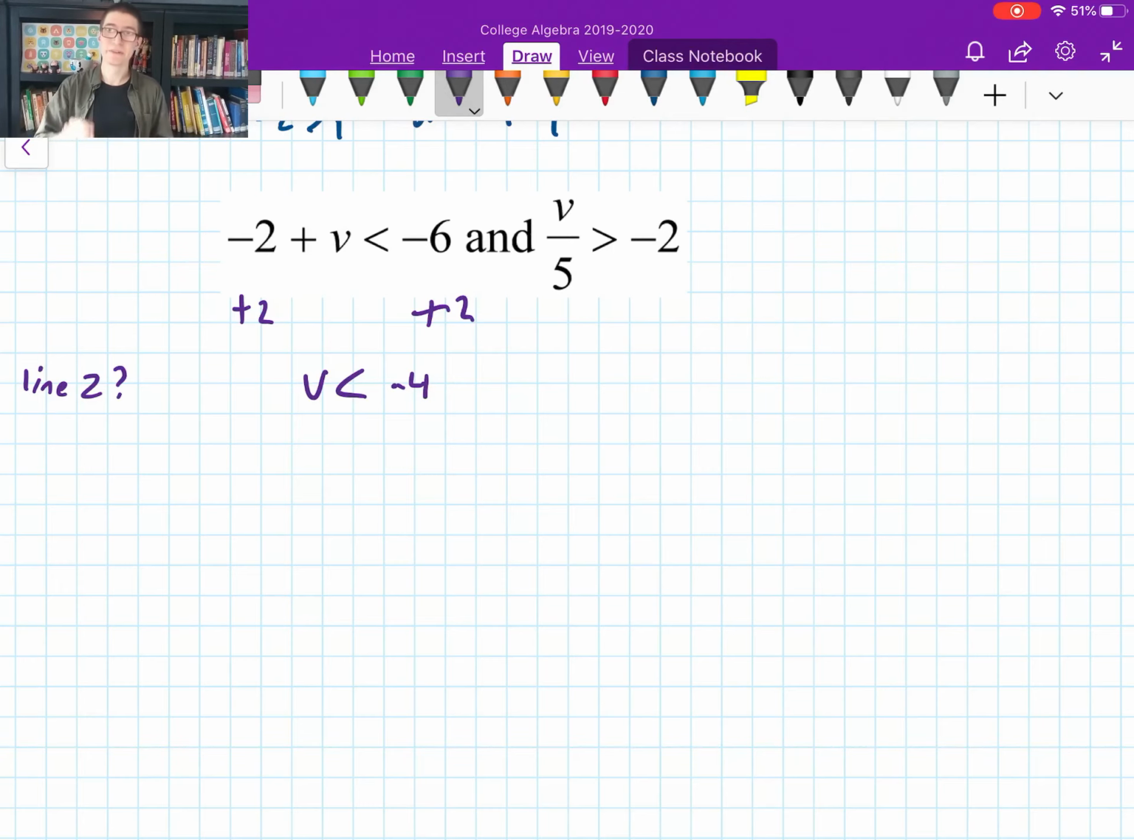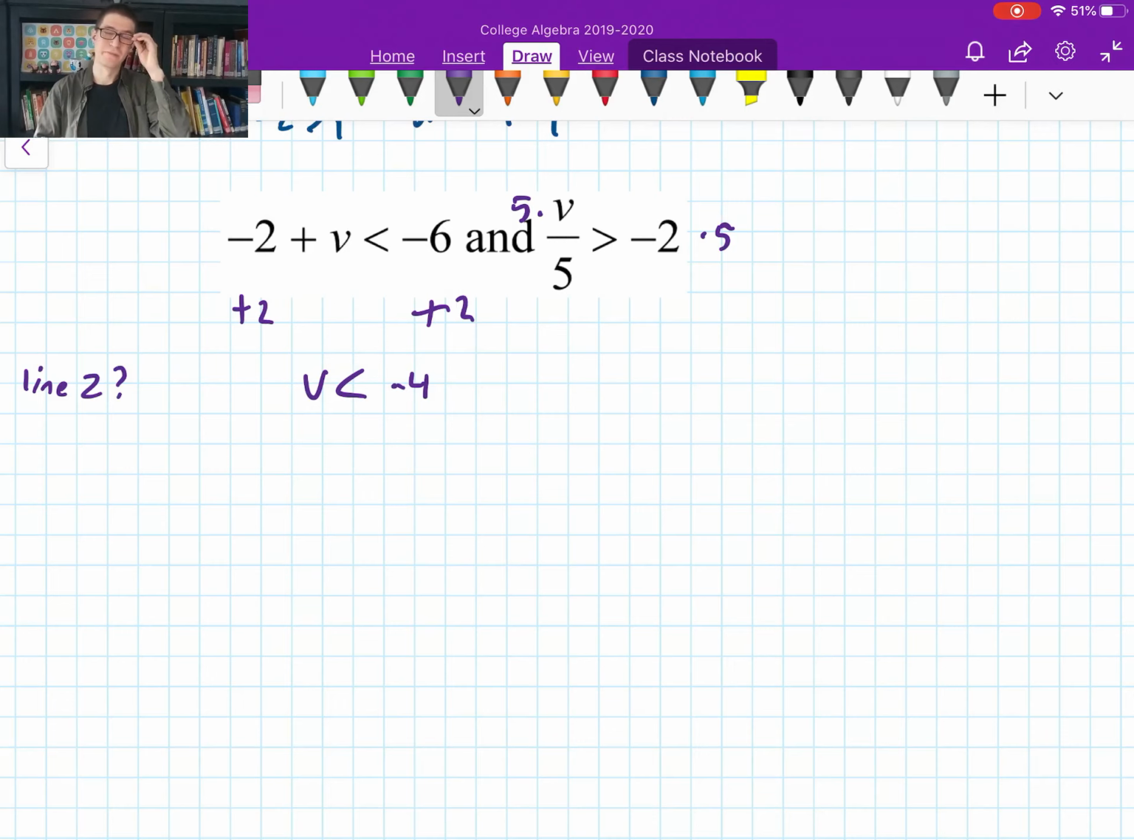Let's solve the second one. V divided by 5 is greater than -2. To solve this, I will need to multiply by 5, because I'm doing the opposite of division. This is one of those cases where it's touching, but it's touching with a fraction sign. So we'll do multiplication, the opposite of division.